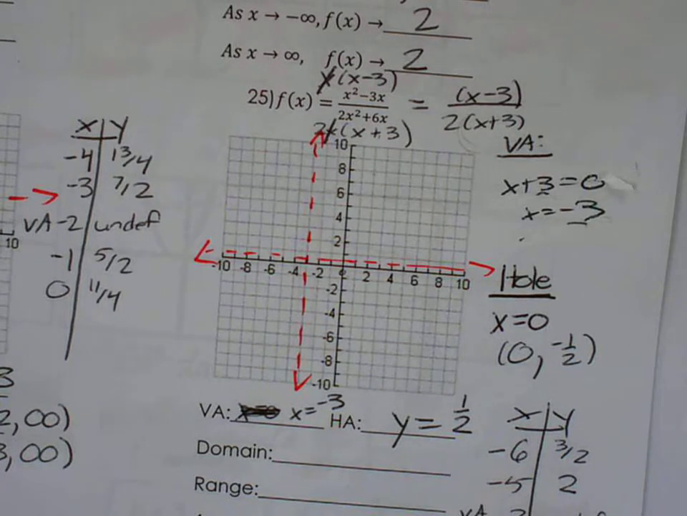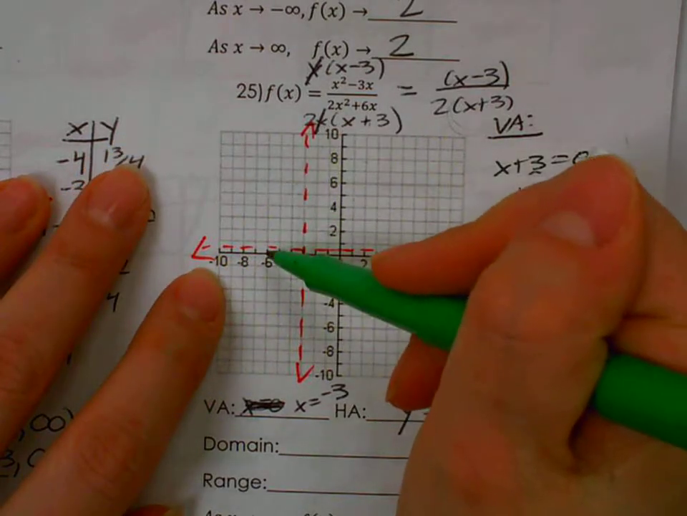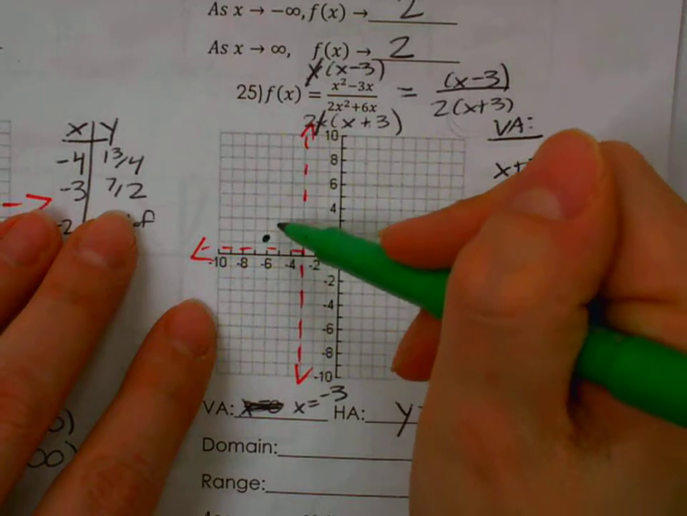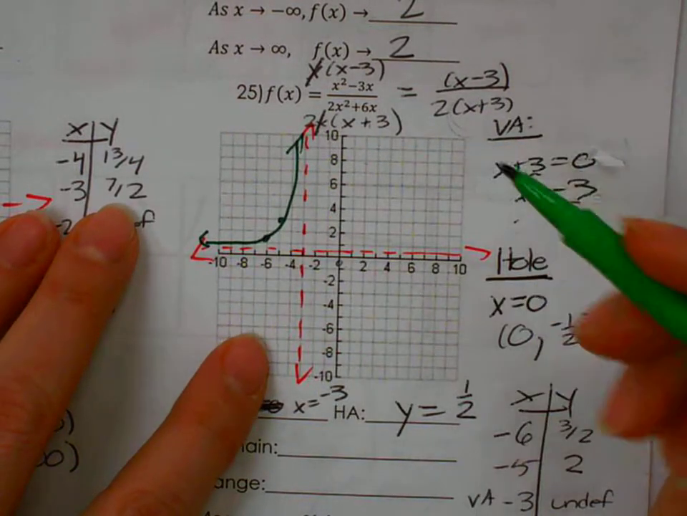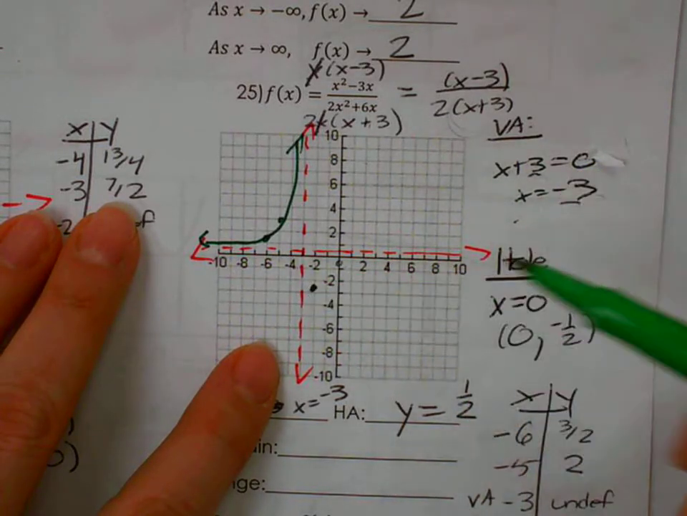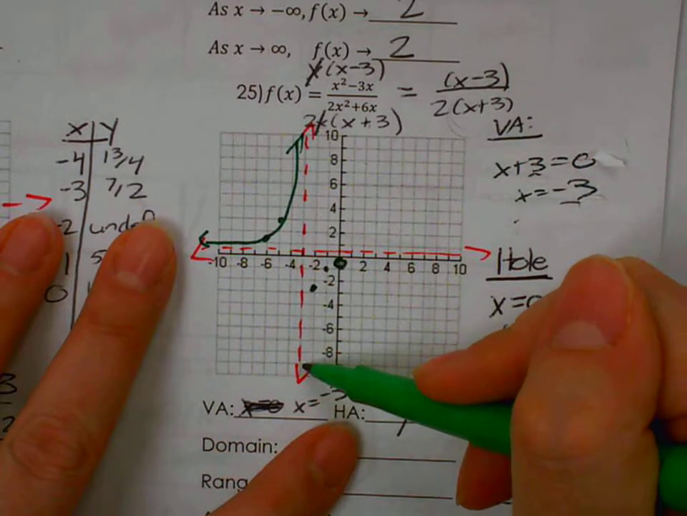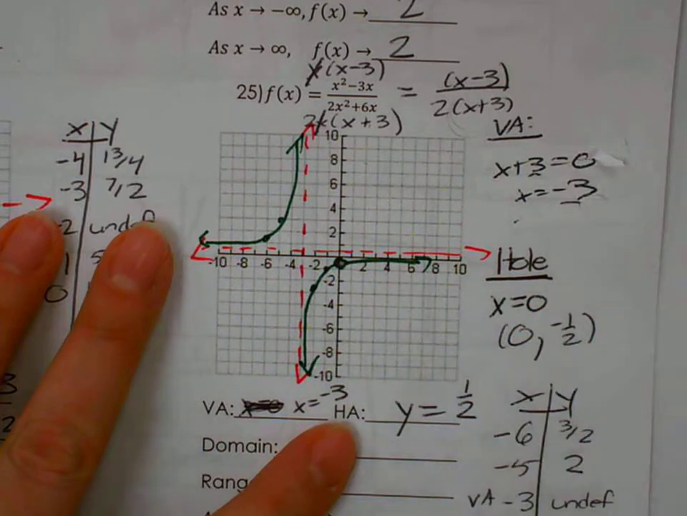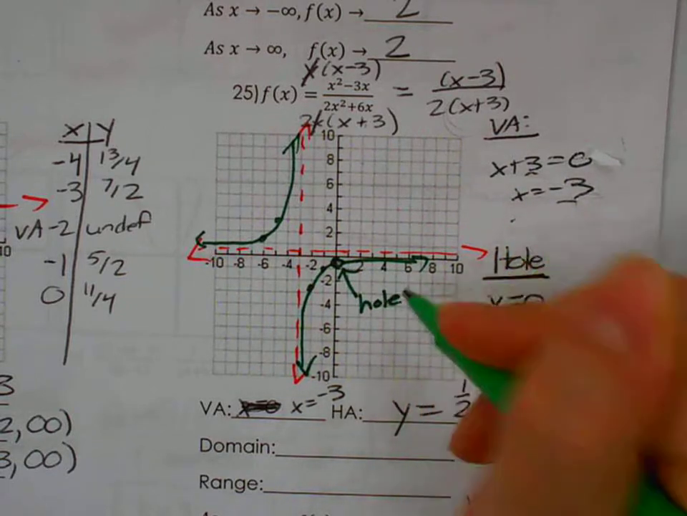So I'll make my hole a little more obvious when we do it in green. So I've got negative 6, 3/2, so that's 1.5. So negative 6, 1.5. And I've got negative 5, 2. So here's this side of it. And then I have negative 2, negative 5/2, so negative 2.5. Negative 1, negative 1. And again, this is my hole right there. So there we go. So this right here is my hole.